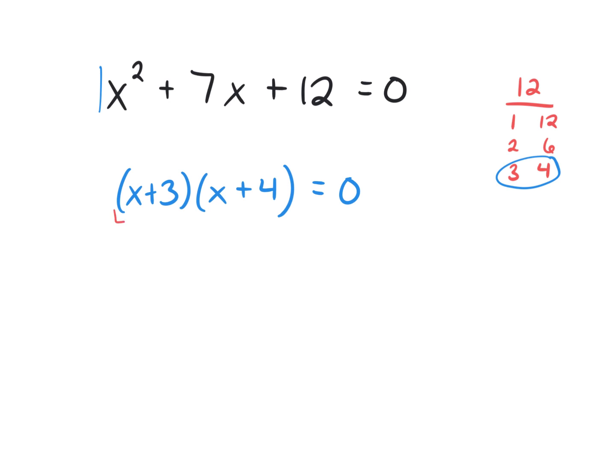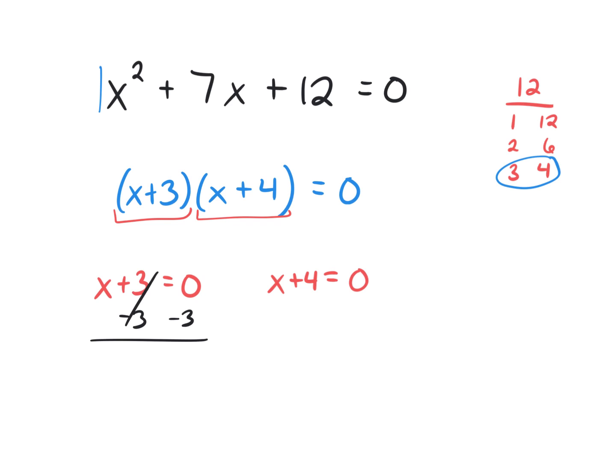Bingo. Remember, these can kind of be treated as their own individual factors here. So we can take x plus 3, set that equal to 0, and x plus 4, and set that equal to 0. Now, do those both look like something we can solve? Yes. Okay, how do I solve the left side? X plus 3 equals 0. Subtract 3. So this turns into x equals negative 3.